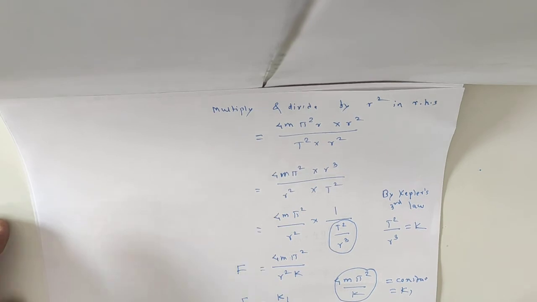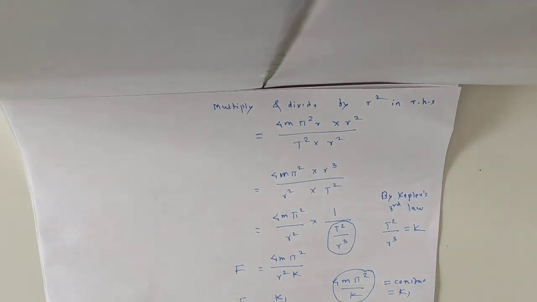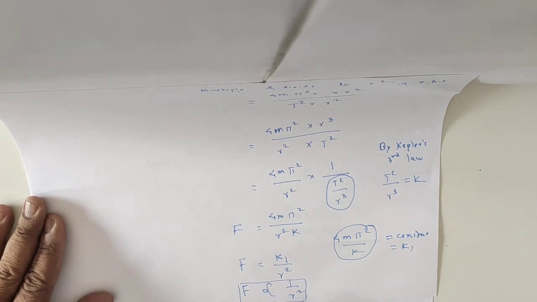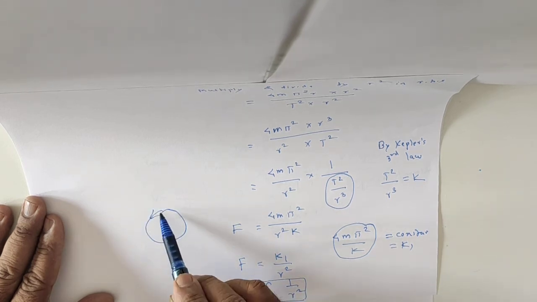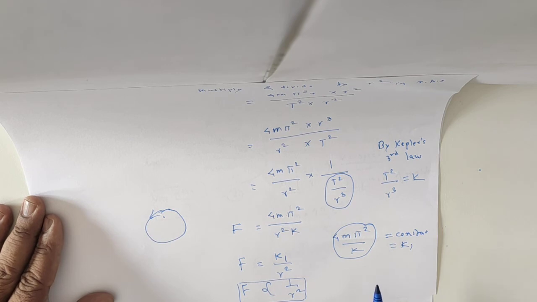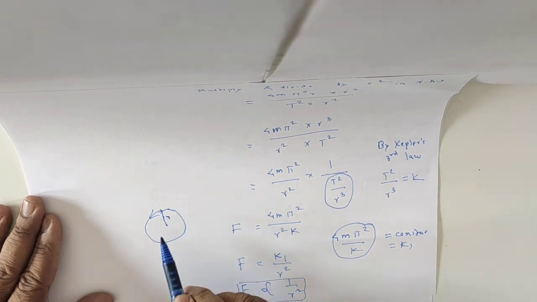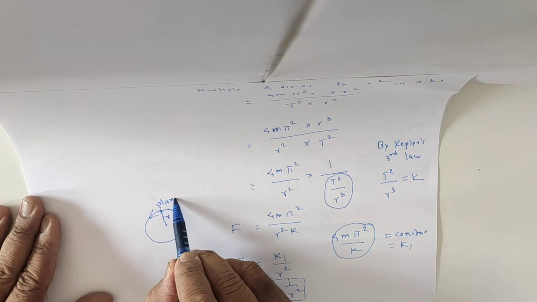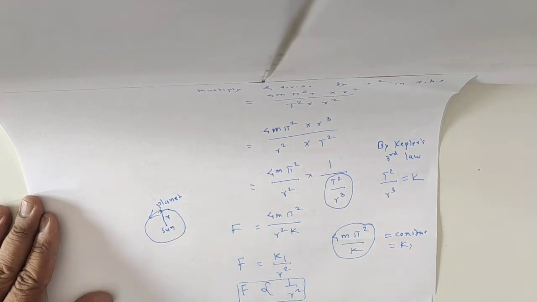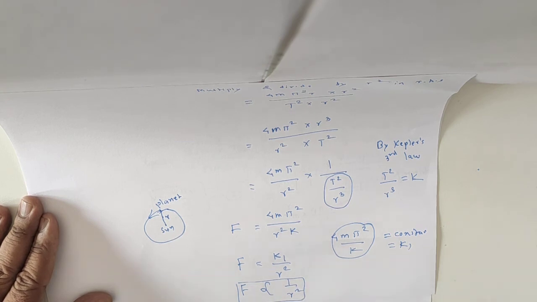What does Newton say? Newton concluded that the centripetal force, which is the force acting on the planet and is responsible for its circular motion, must be inversely proportional to the square of the distance between the planet and the sun. This is the conclusion. Our question also shows that centripetal force is inversely proportional to the square of the distance between planet and sun.